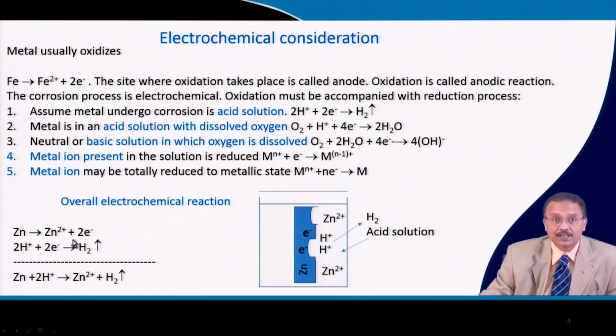In case of zinc, which corrodes quite easily, I can write the half cell reaction for oxidation, and in an acidic solution the reduction reaction. So, basically zinc corrodes like this. Here is an example that in acidic solution, if you dip zinc, then it will eventually corrode and hydrogen gas will be generated as a reaction product.